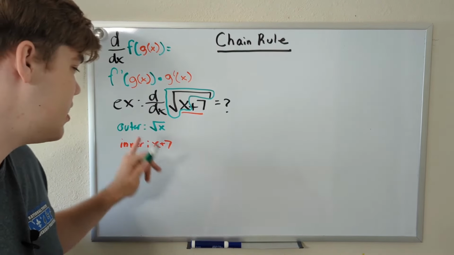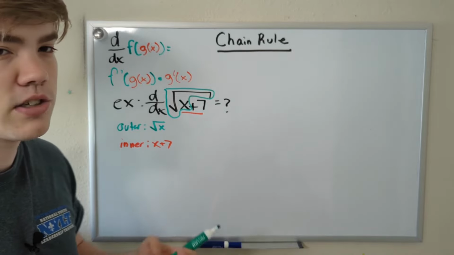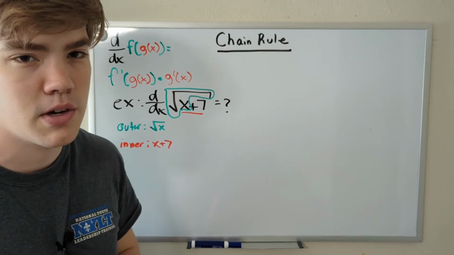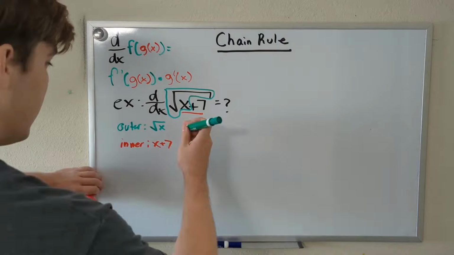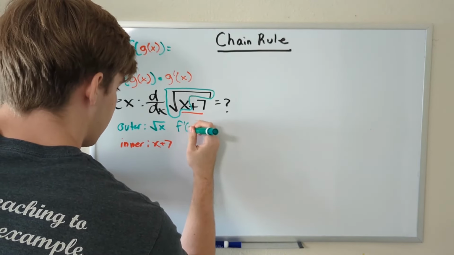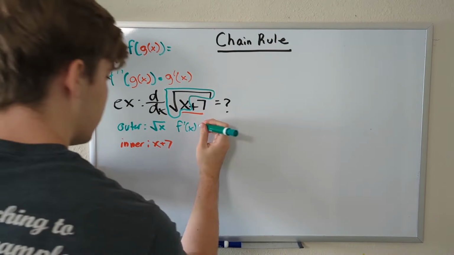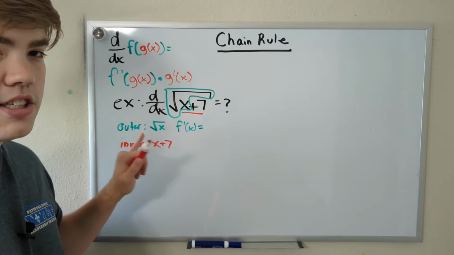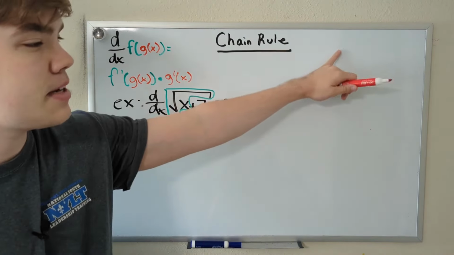Now, in order to use the chain rule, we need to both find f prime of x, in other words, the derivative of f of x, and g prime of x, also known as the derivative of g of x. So let's do that real quick so that way we can just plug them in. First of all, f prime of x, also known as the outer function, is the derivative of the square root of x. So how can we find the derivative of the square root of x? Let's do that up here.